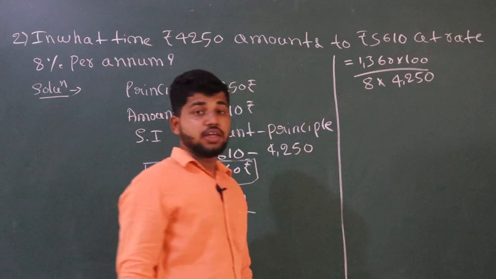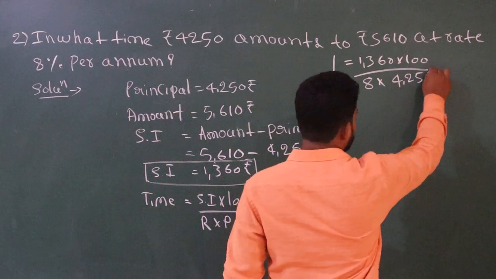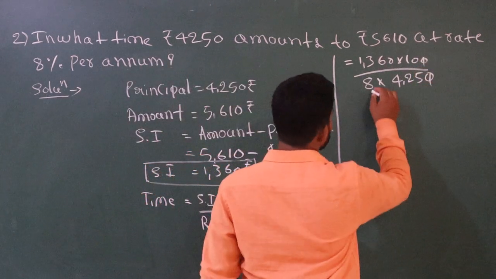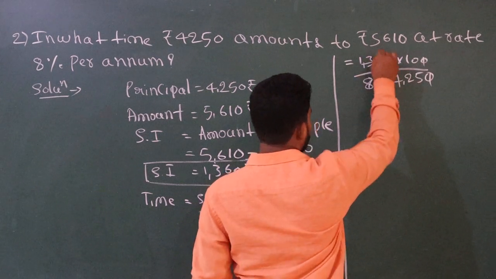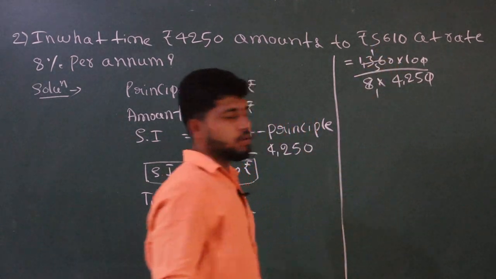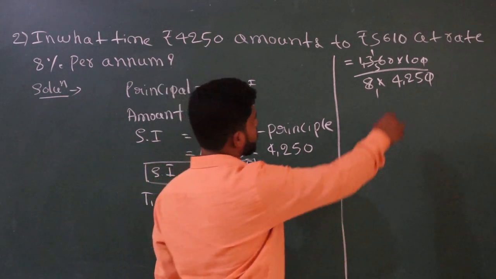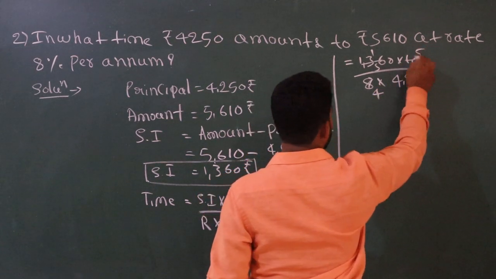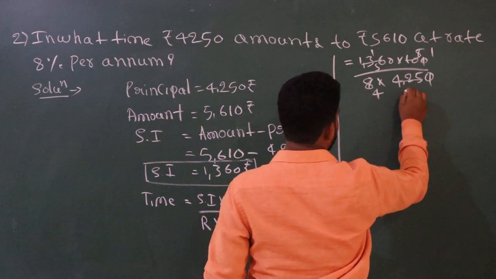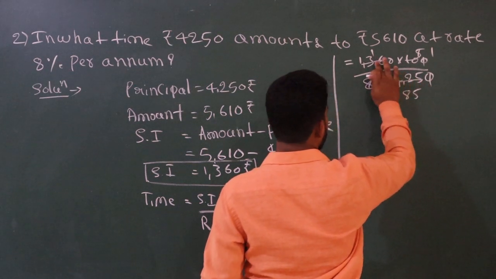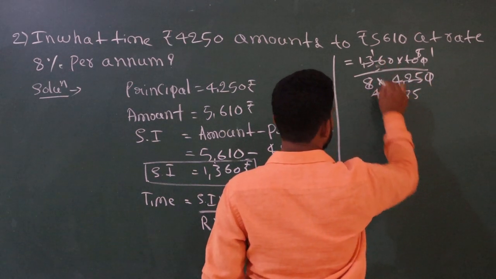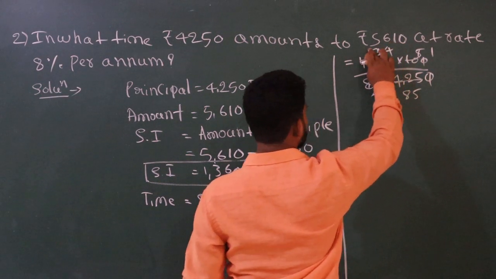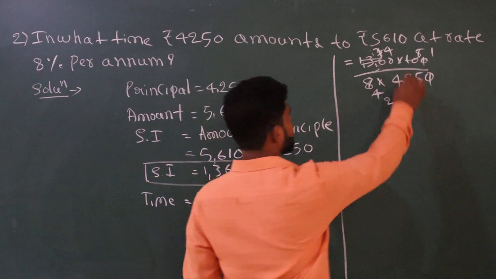4250 is the principal. Now 0 cancels, 0 cancels. 8 ones are 8, remains 5. Sorry, 2 fours are 8, 2 fives are 10. Now 5 ones are 5, 5 eights are 40. Again here, 2 twos are 4, 2 threes are 6, 2 fours are 8, and remains 0.